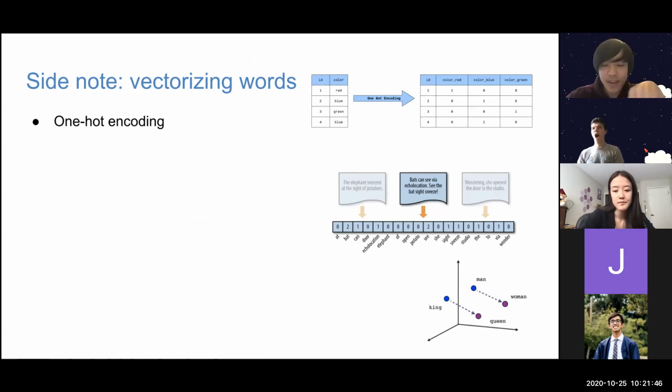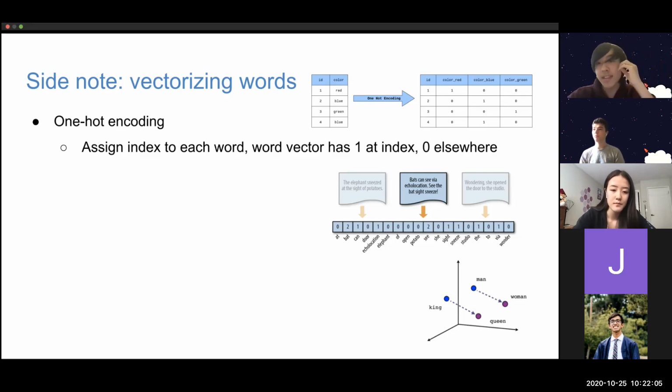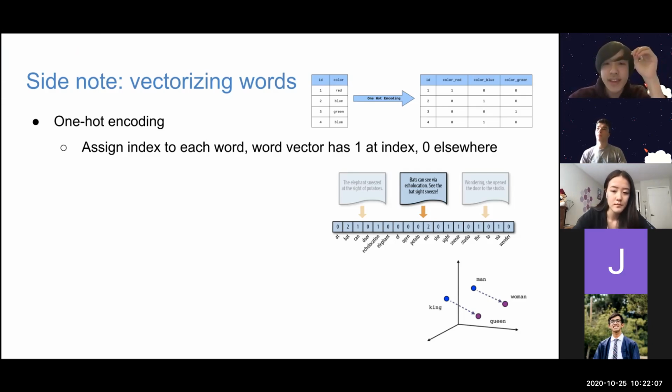So the first basic way that we encode words is one-hot encoding. This method often works well for a variety of use cases. The upside to it is that it's very, very simple and very easy to implement. The idea behind this, I'm just going to go over it very briefly, is that you assign an index to each word, and your word vector is going to be equal to the size of your dictionary, and then it has a 1 at the index of the corresponding word and 0 everywhere else.